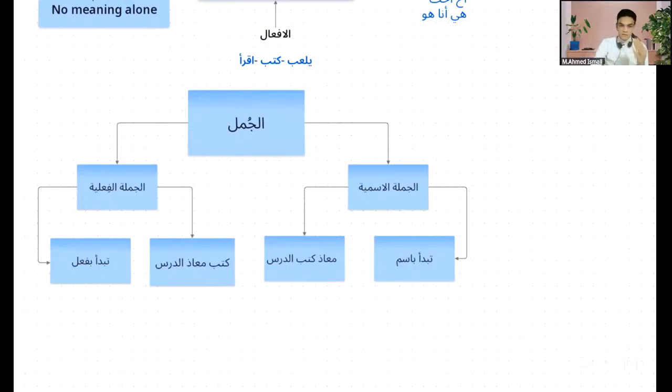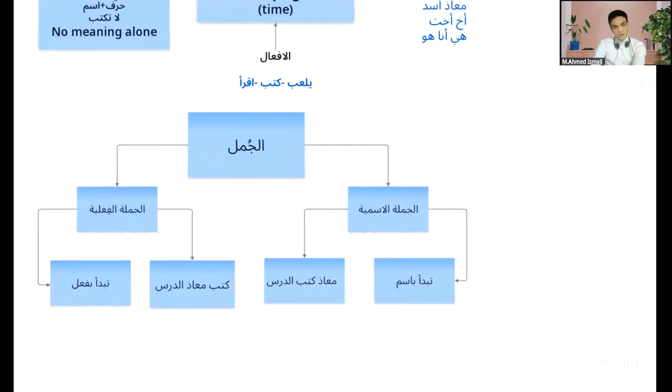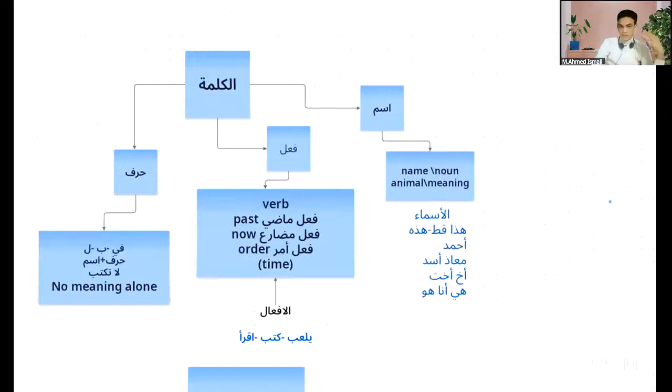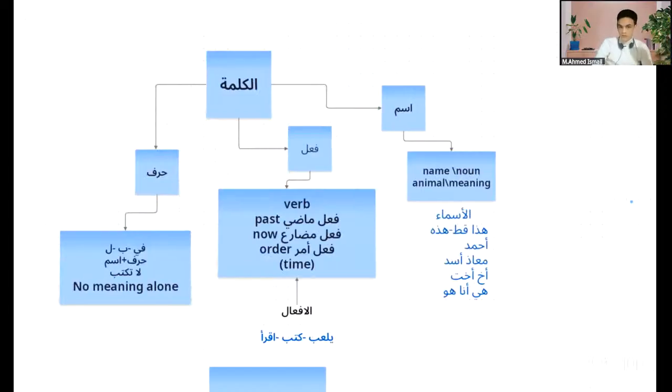Oh, this is for the first page here. We actually have 4 pages, by the way. So let's say that again and quickly. Al-kalima, the word, it's three types: اسم, فعل, حرف.